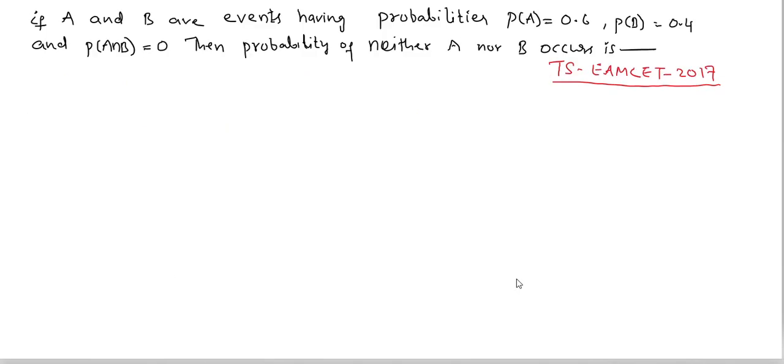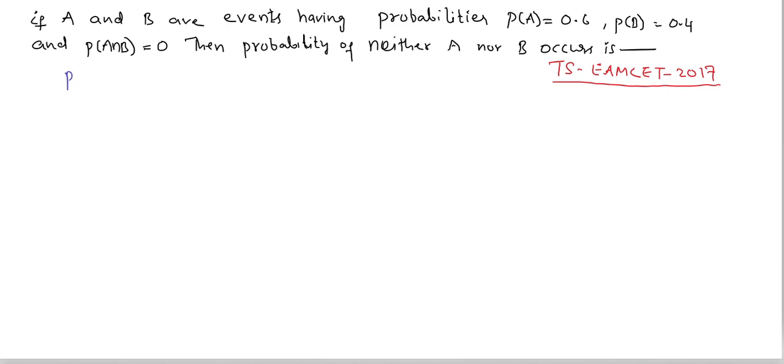If capital A and capital B are events having probabilities P of A is equal to 0.6 and P of B is equal to 0.4 and P of A intersection B is equal to 0, then the probability of neither A nor B occurs is. This is TS EAMCET 2017 question.